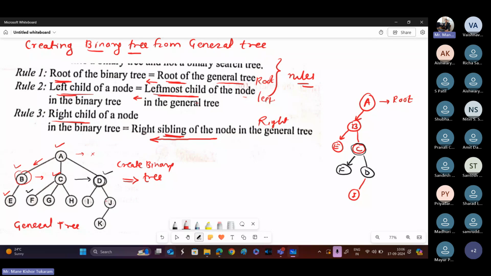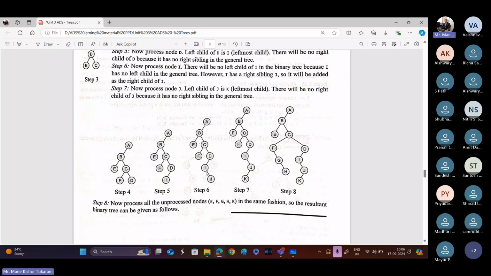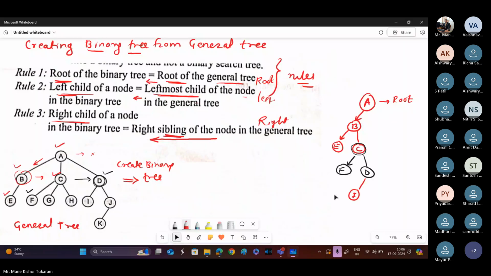Then we can go towards the next element, that is for I. Okay, so I is having no left node, but we are having the right children. Okay, so here J is available. So here I just write J. Okay, so J is given.